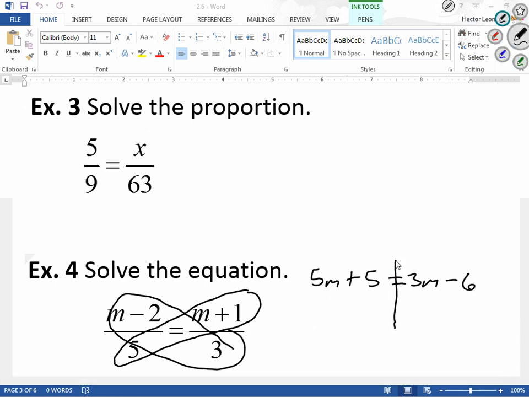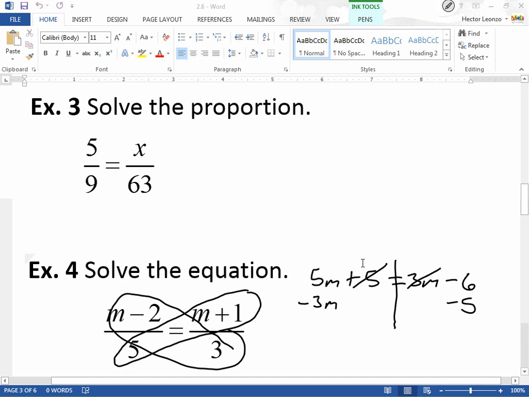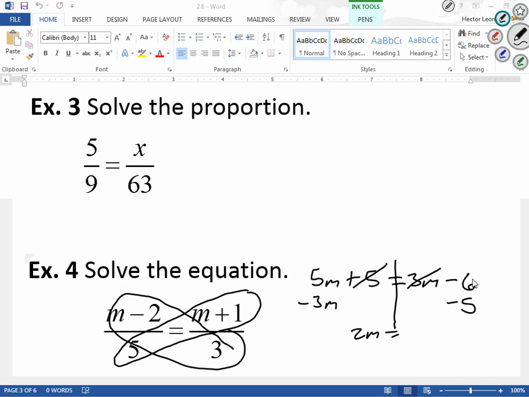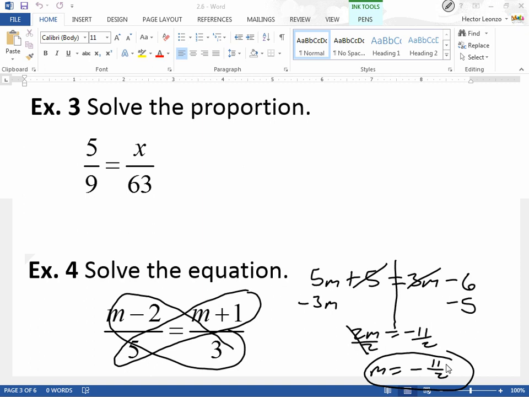Now, we learned already how to solve for a letter. So I'm going to get rid of the 3m. I'm going to move it to the left as a minus 3m. I'm going to get rid of this 5, and I'm going to move it to the right as a minus 5. Whatever moves from one side to the other side, you switch the sign. 5m minus 3m gives me 2m. Negative 6 and a negative 5 gives me negative 11. So to get rid of the 2, let me divide both sides by 2 to get the m by itself. I'm going to get m is equal to negative 11 over 2. My answer is a fraction in this case, but we can deal with fractions.